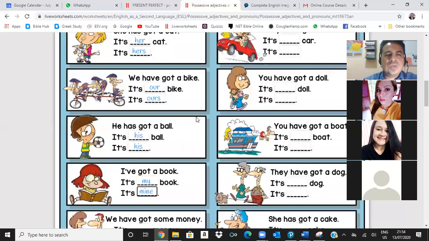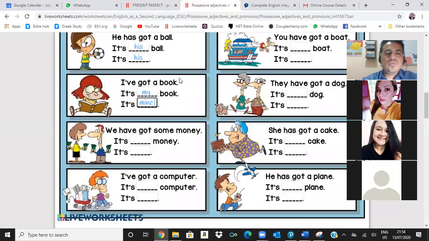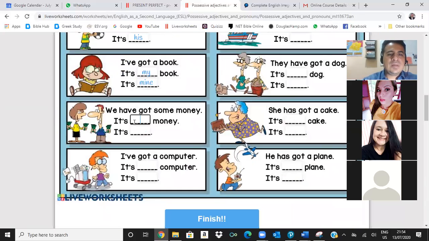So let's go to we. Ours. Ours. We've got some money. It's our money. It's ours. ¿Verdad? Con la modificación del possessive pronoun.